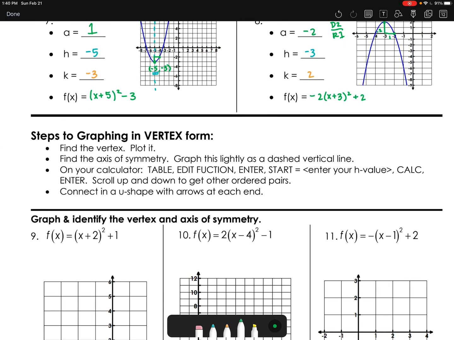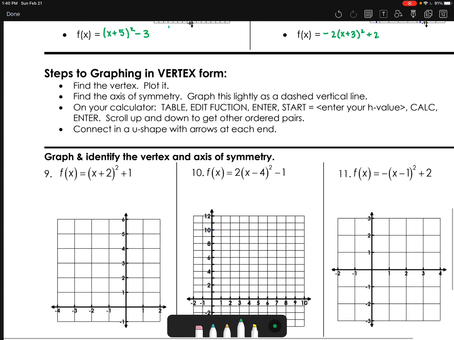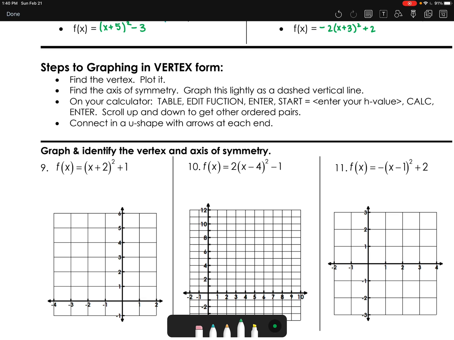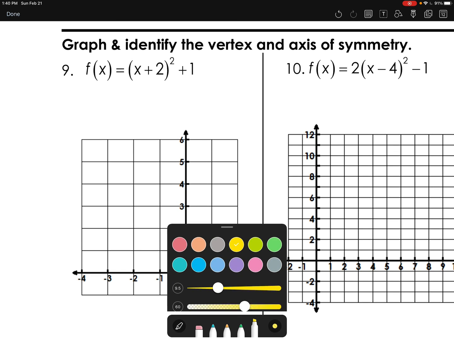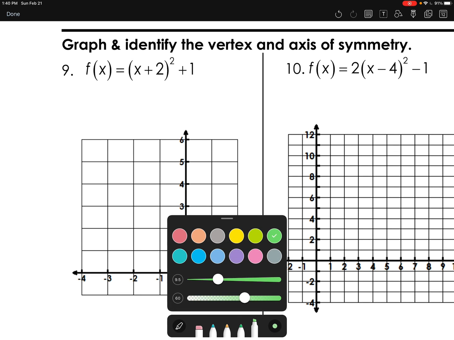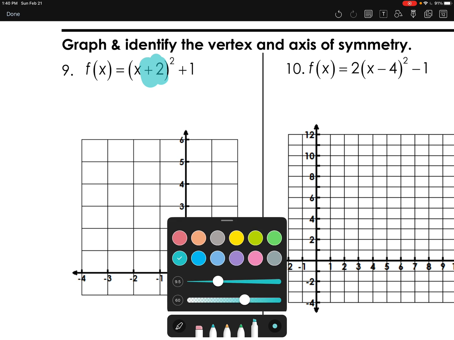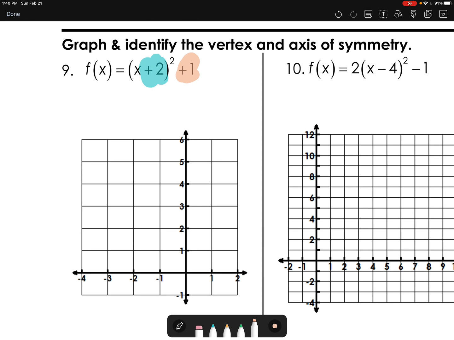Okay? Awesome, guys. Okay, so now we are going to go the other way. We are going to graph when we are given an equation here. And we're going to use our calculators for this. So if you haven't already gotten yours out, I would go ahead and do that. So the first thing we're going to do is find the vertex and then plot it. And then we're going to find the axis of symmetry, which is what I was telling you guys about earlier. So first thing we want to do is find the vertex. And we know that our vertex is h comma k. And so I'm going to find my h and my k right here.